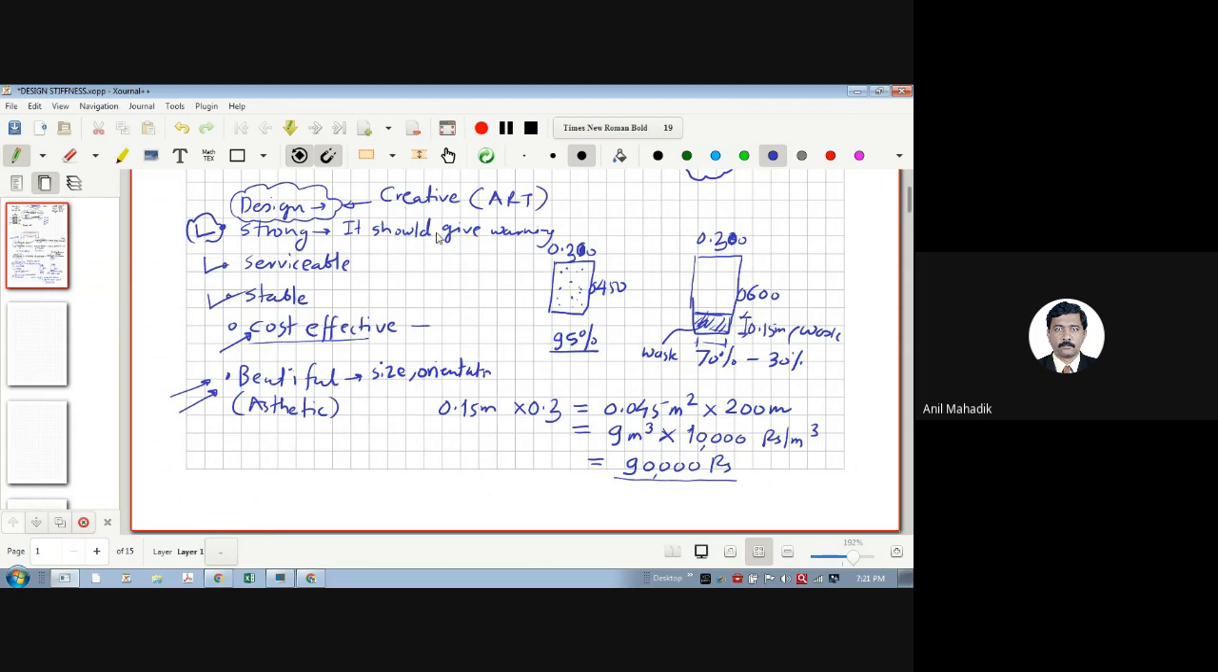Now, I was discussing this: it should give warning before collapse. Do you know the meaning of this? What do I mean by this? It should give warning before collapse. So what do I understand by this? It means the section should be under reinforced.